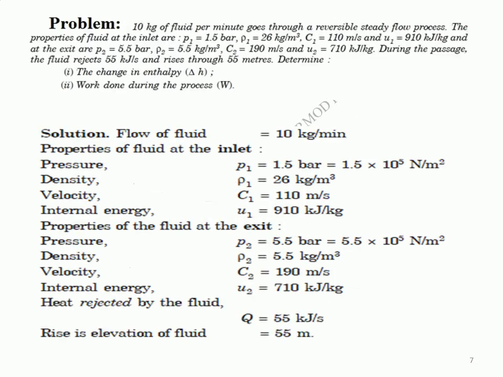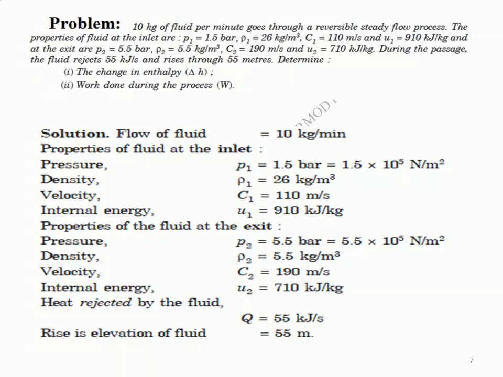10 kilograms of fluid per minute goes through the reversible steady flow process. The properties of fluid at the inlet are: P1 equals 1.5 bar, rho1 equals 26 kilograms/meter³, C1 equals 110 meters/s and U1 equals 910 kilojoule/kilograms, and at the exit are P2 equals 5.5 bar, rho2 equals 5.5 kilograms/meter³.